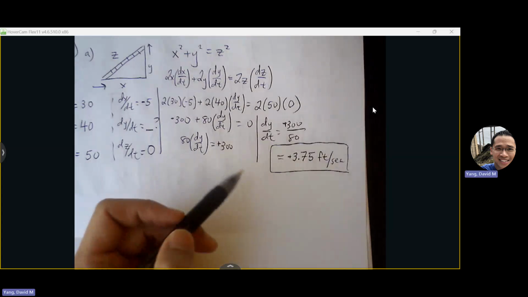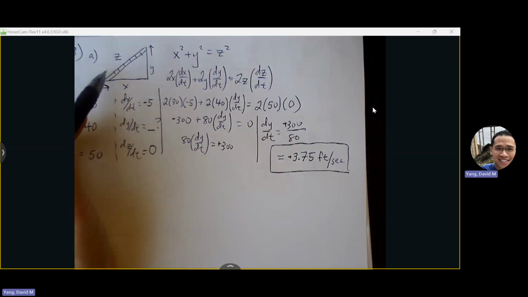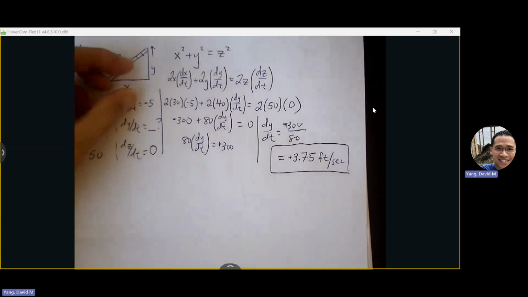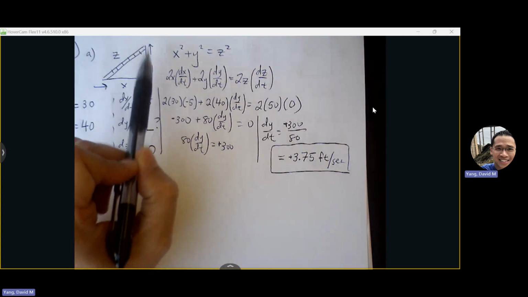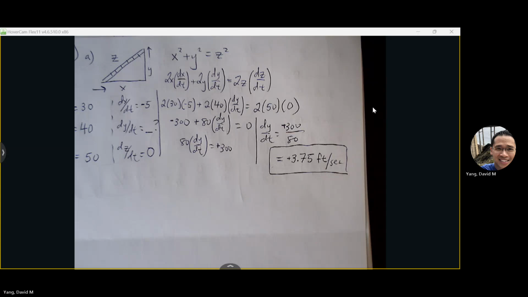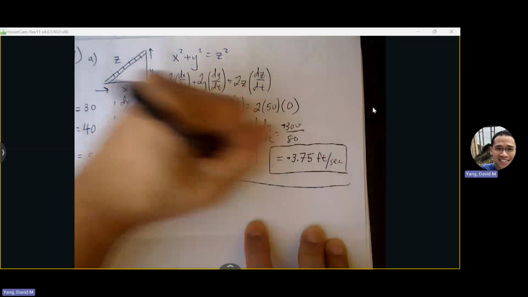All right, dy/dt being positive should make sense because as the ladder is getting pushed against the wall, it's rising up against the wall. So we can expect that y, the height of this right triangle, to be increasing over time. All right, so that's part A.